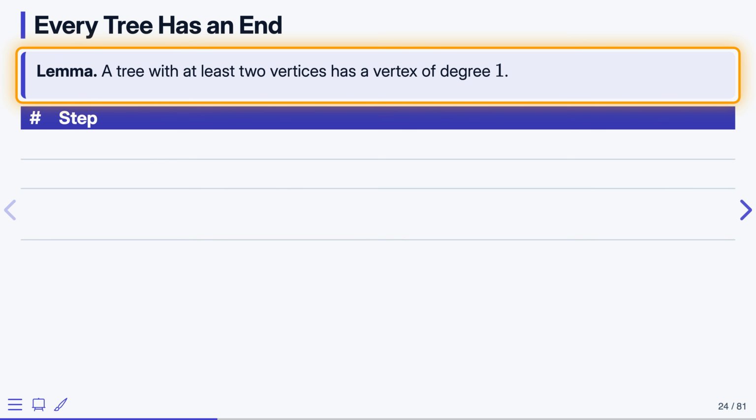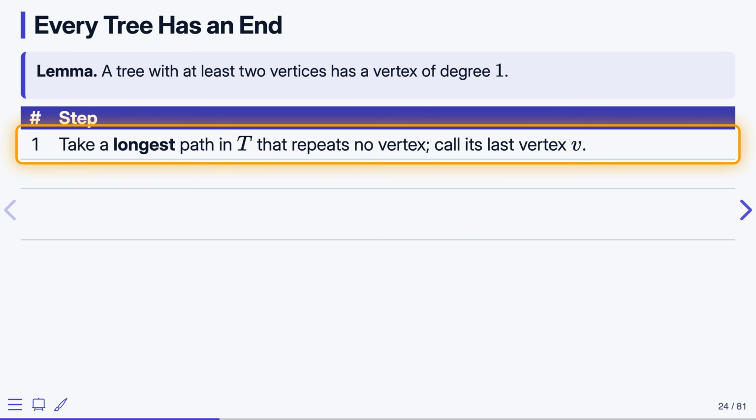Before the next theorem, we need one small fact. Every tree with 2 or more dots has a dot with exactly 1 edge. Recall, the degree of a dot is simply how many edges touch it. Step 1. Among all the paths in the tree that never repeat a dot, take a longest one. It exists because the tree is finite. Call its last dot V.